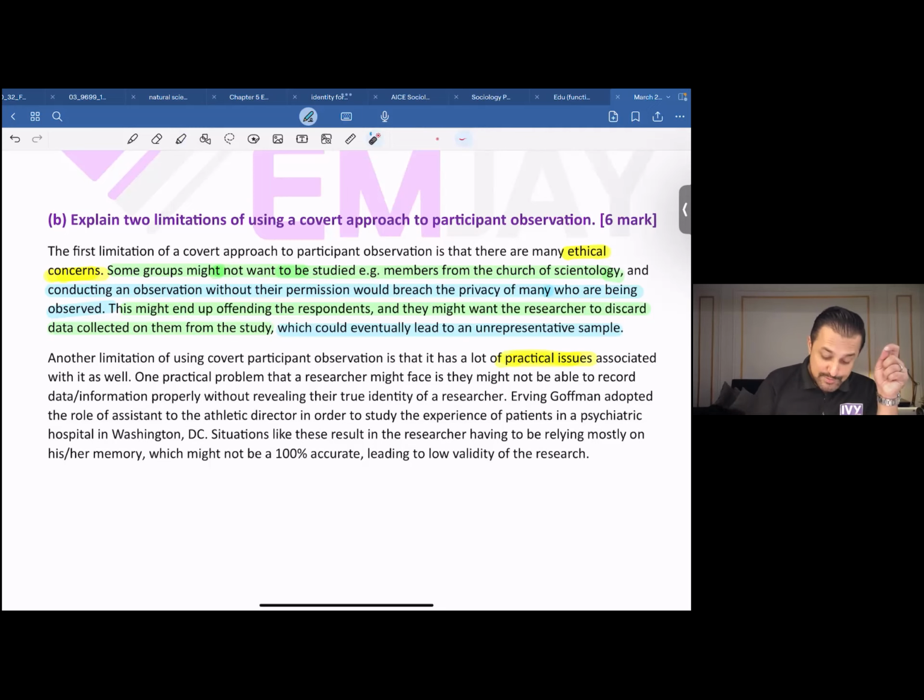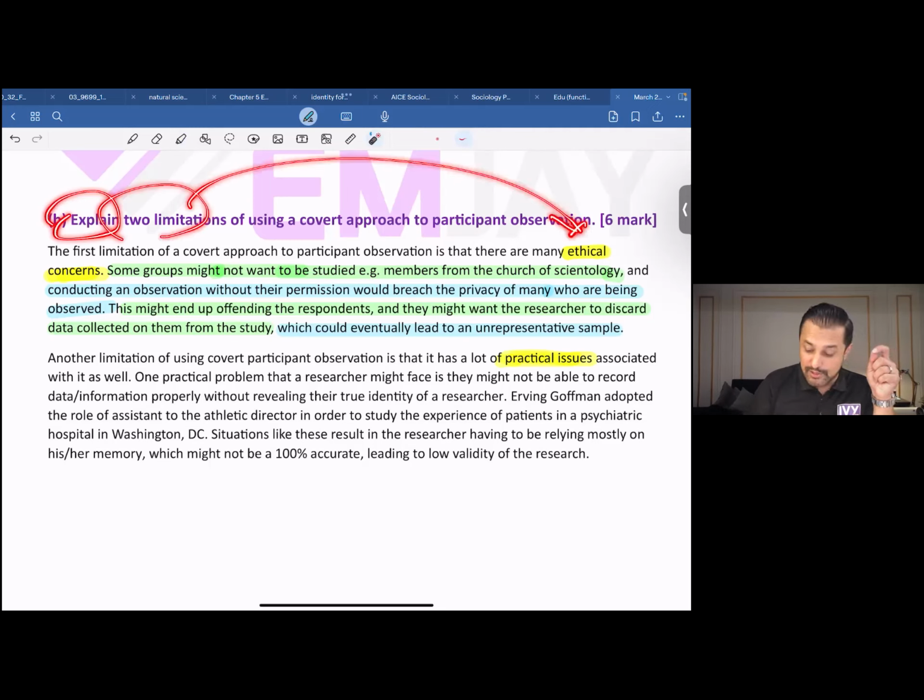So if you've been asked to explain 2 limitations, you might as well stick to 2 limitations, because that is exactly what is going to get you marks, right? Now, a frequently asked question at this point is, what if we write more than 2? Don't do that. Again, remember the clock is ticking.